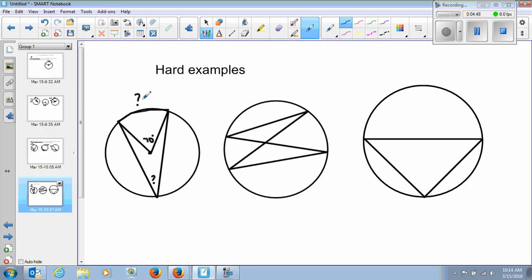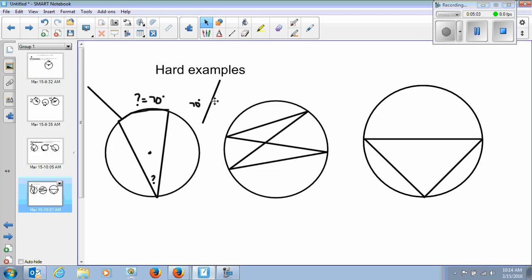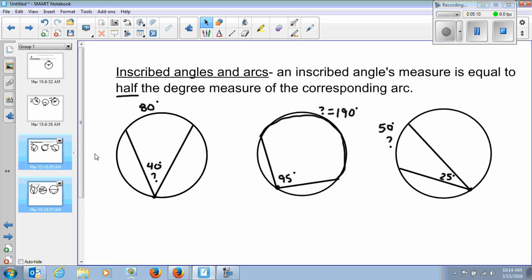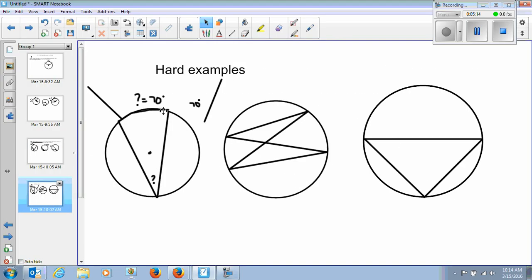This is a central angle, so the arc's measurement is going to be 70. But now we're combining those two things together to find two answers. If we take out this part in the middle, we can see that we're actually left with an inscribed angle. And the measurement of the inscribed angle here is going to be equal to half the measure of the corresponding arc. So this arc's 70. What would the inscribed angle be? It's going to be half of that, or 35 degrees.